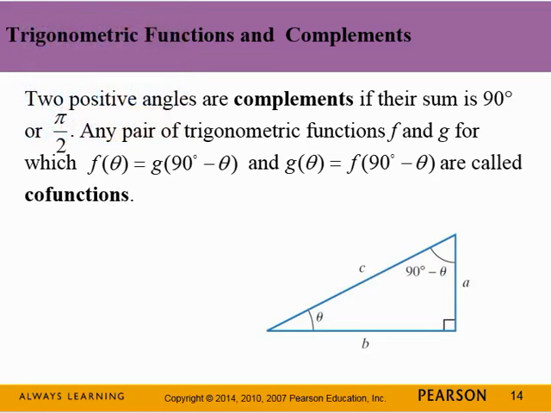So, trig functions and their complements. Two positive angles are complements if their sum is 90 degrees, or pi over 2. Any pair of trig functions f and g for which f of theta equals g of 90 minus theta, or g of theta equals f of 90 minus theta, are called cofunctions.